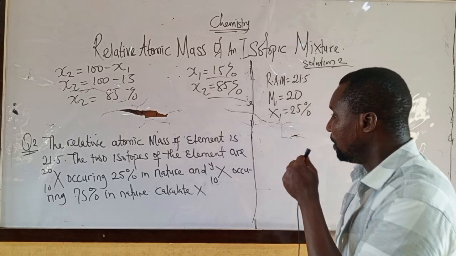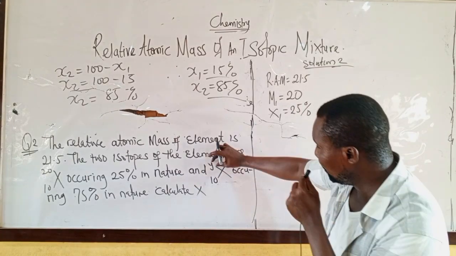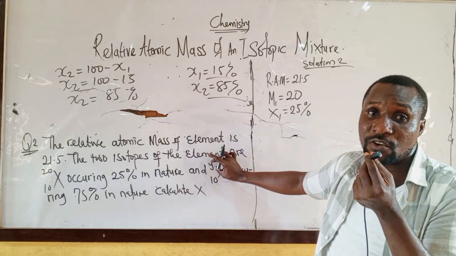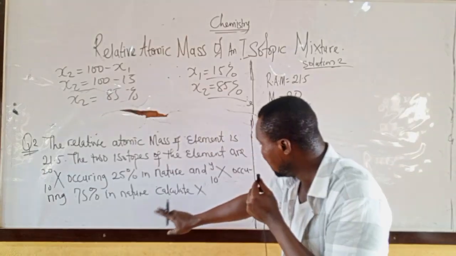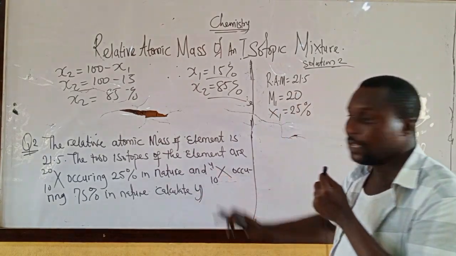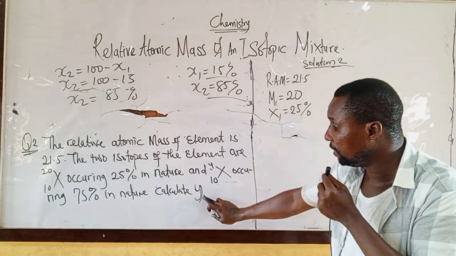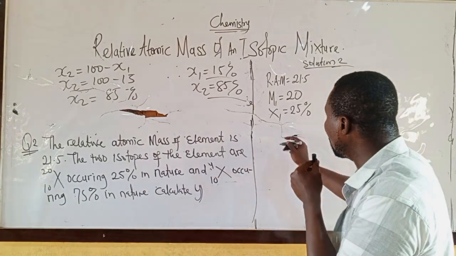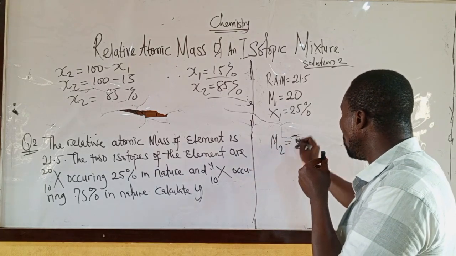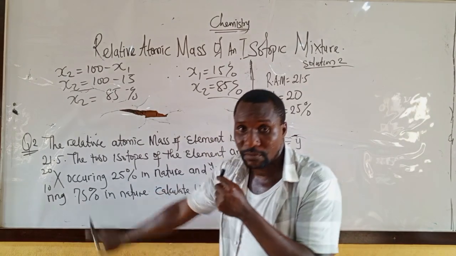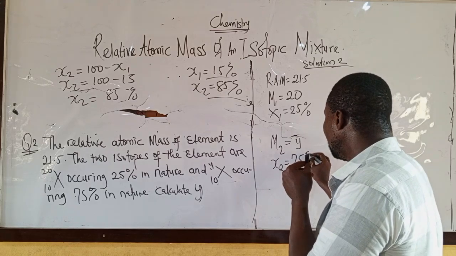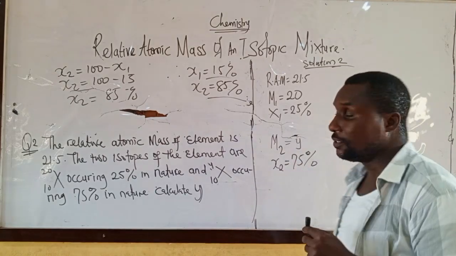Let's move. Then the second isotope. Can you see? The mass number of the second isotope is not given. Automatically, they want you to calculate the mass number of the second isotope. That's why they say calculate Y. They want you to calculate the mass number of the second isotope. That means for the second isotope, N2, the mass number is Y. The relative abundance, S2, is given as 75%.